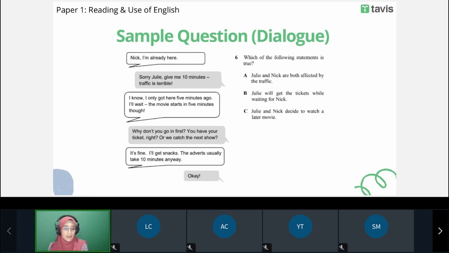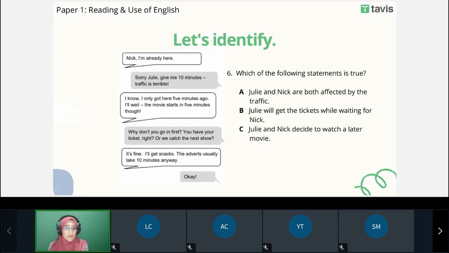This is a dialogue. Let's try a dialogue, a sample. Let's try and identify together. You can see that this dialogue is between two persons, or two people. So it's between Nick and Julie.